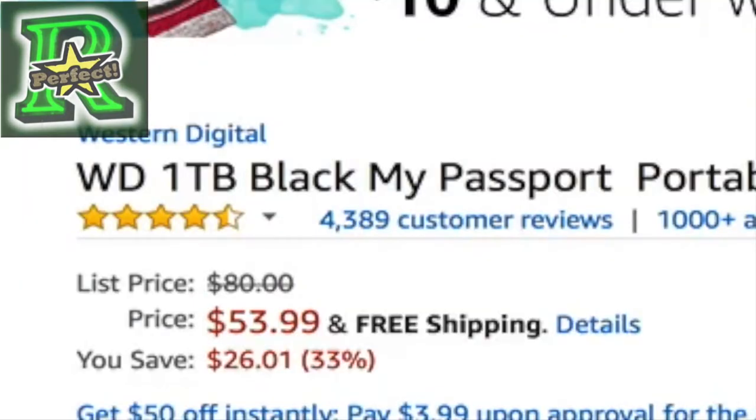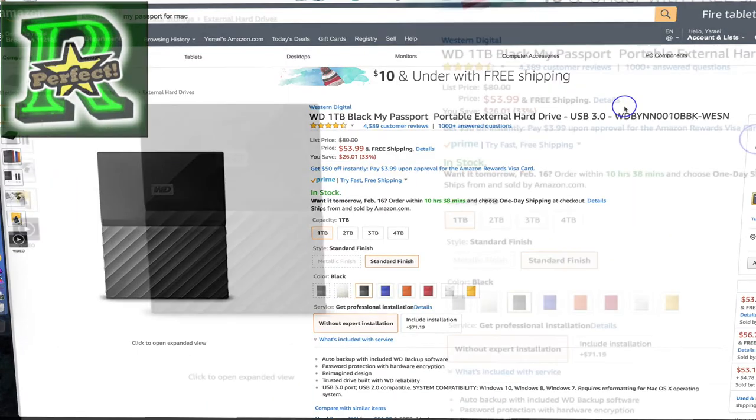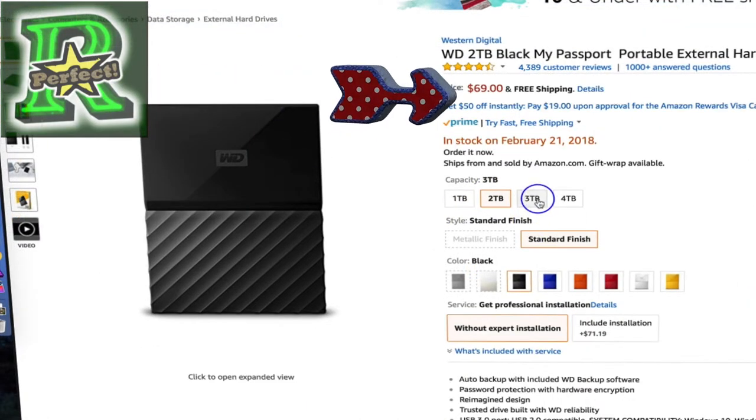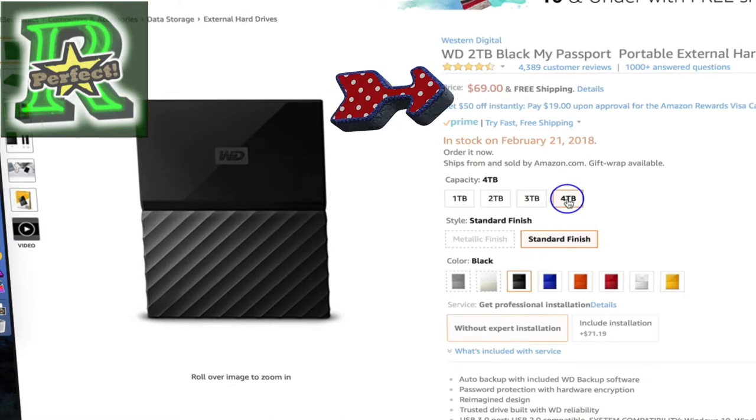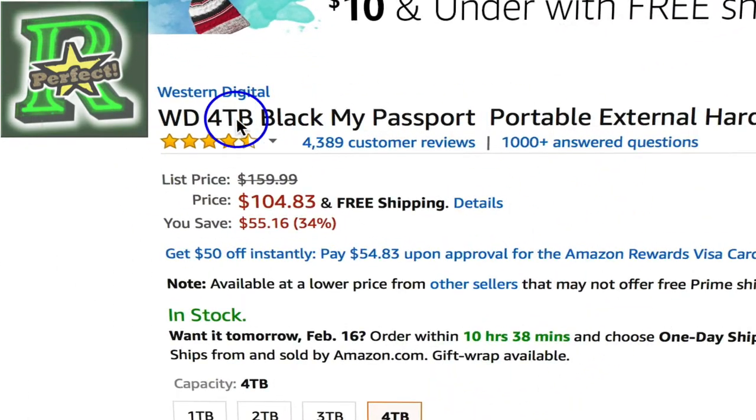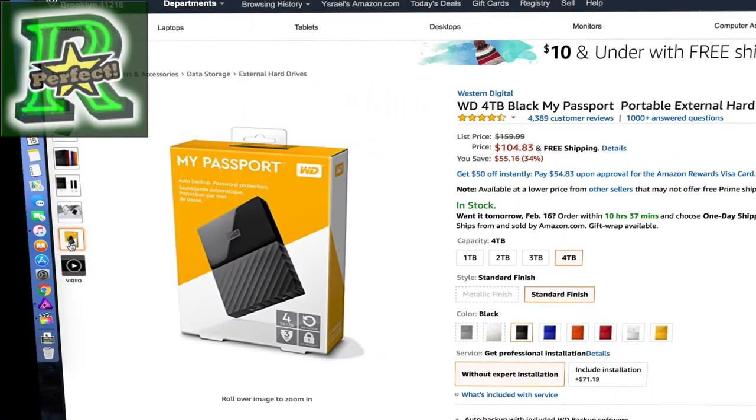I bought it from Amazon with great customer reviews. The price for it is such a good price. For 1TB, $53. 2TB, $70. It's an SSD, guys. And for 4TB, just $104. Great reviews. And so let's unbox it in this video and give the comparison.